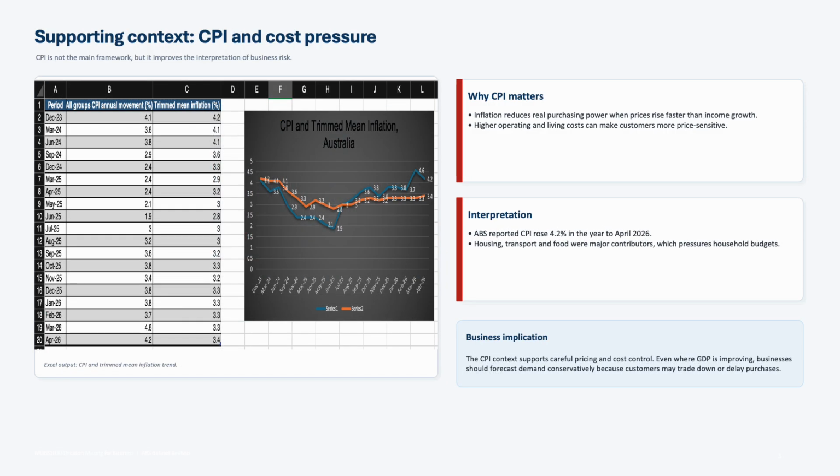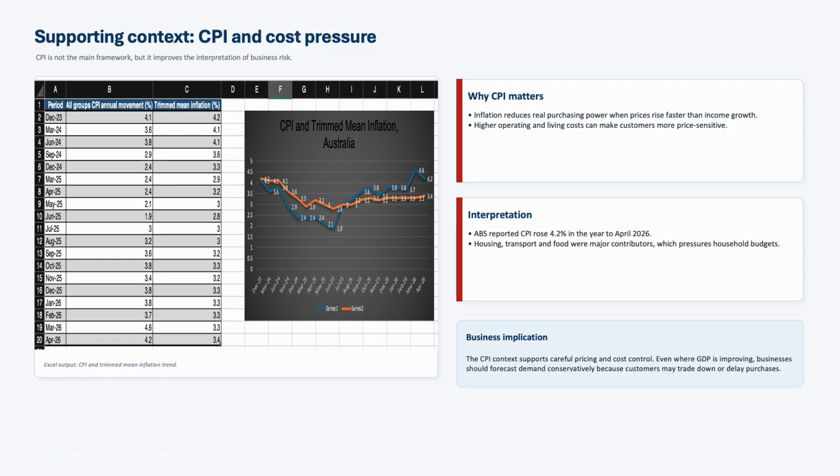CPI is used as supporting context. In this analysis, CPI matters because inflation affects real purchasing power. When prices rise, households may have less money available for spending. This can make customers more price sensitive. The Excel output on this slide shows CPI and inflation trends. ABS reported that CPI rose by 4.2% in the year to April 2026.